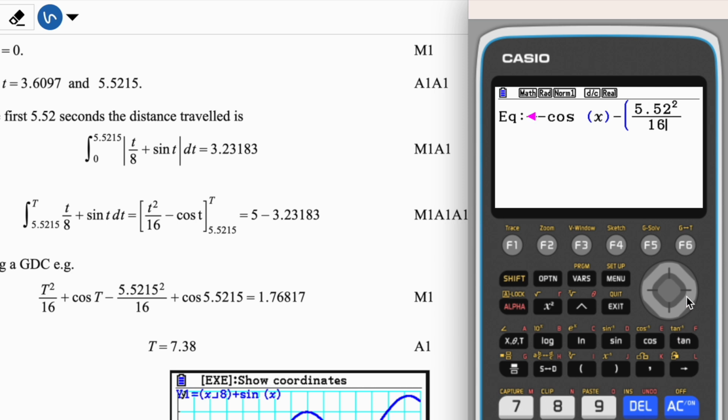I'm just doing 5.52 square over 16 and then minus cos, bracket, 5.52, right? Close the bracket and equals to 5 minus, because 5 is the required distance, but we already traveled 3.23, therefore I'm using the limit as 5.5215. So I'm going to subtract these two. 3.23, you can enter the exact answer, but just to save time I'm going to just hit it.